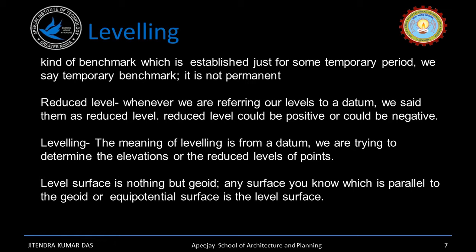Leveling. The meaning of leveling is that from the datum we try to determine the elevation, or reduced level, of a point. That is leveling. Level surface is nothing but the creation of another geoid. Any surface which is parallel to the geoid is another equipotential surface, and that is the level surface.